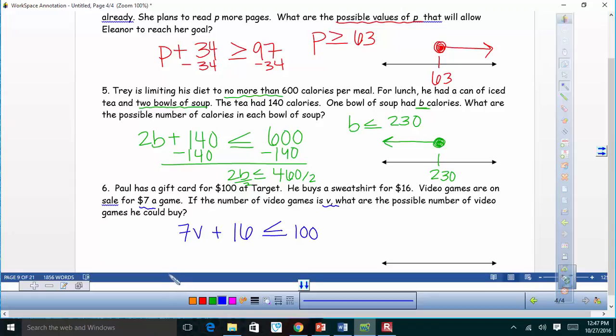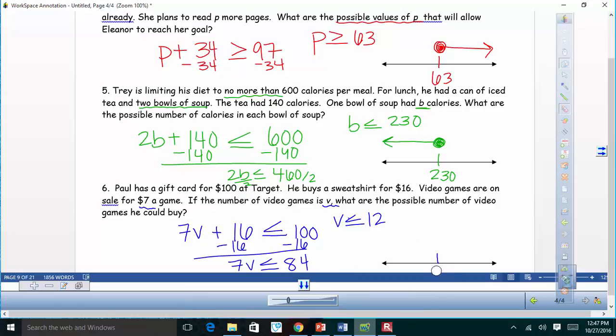Okay, so to find the possible number of games, we would subtract 16. So 7V would be less than or equal to 84, right? Then we would divide by 7. And V would be less than or equal to 12. So put your tick mark, put 12. Is it open or closed dot? Closed. It's closed. Which way is it facing? The left.